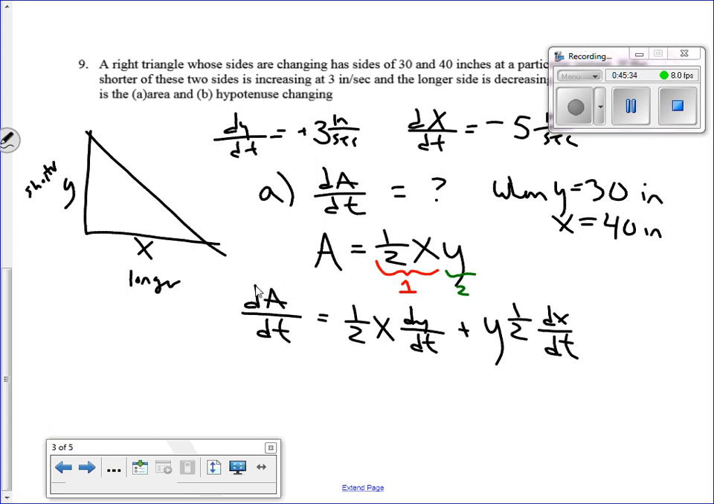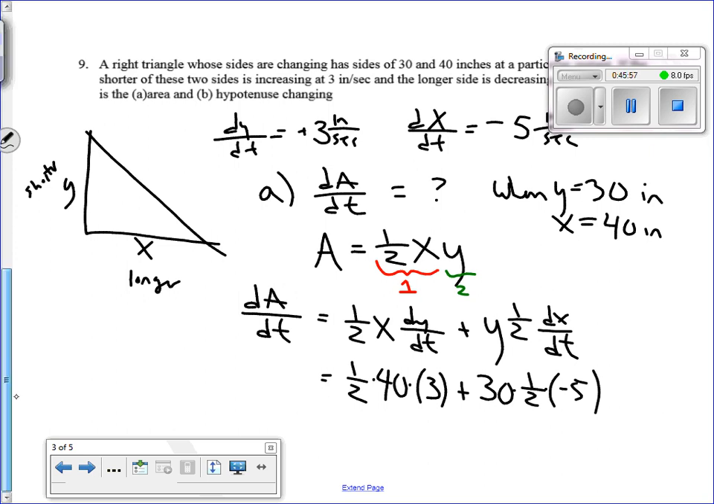So now we can plug and chug. We're looking for dA/dt. So for x, we're going to put in the 40. For dy/dt, we put in the 3. For y, we put in 30. And dx/dt, we put in negative 5.